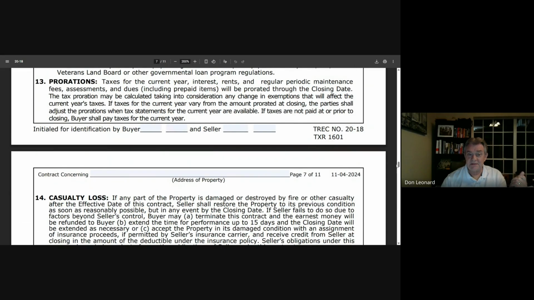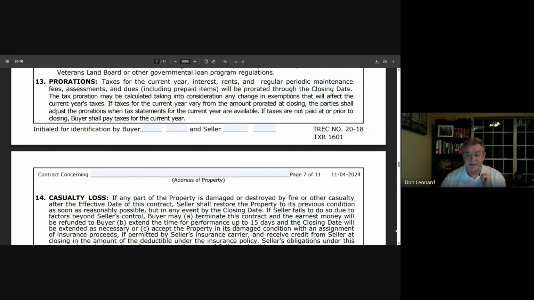13, prorations, taxes for the current year, interest, rents, HOA. Certain charges, namely property taxes and HOA dues, are going to be prorated. They accrue daily, but they are charged once a year. And so as of the day of closing, seller will pay their part of the property taxes for that year. Buyer will be responsible for all the taxes at the end of the year. HOA, typically seller has already paid for the entire year. So from the day of closing until the end of the year, the buyer has to reimburse the seller for the remainder of that time.